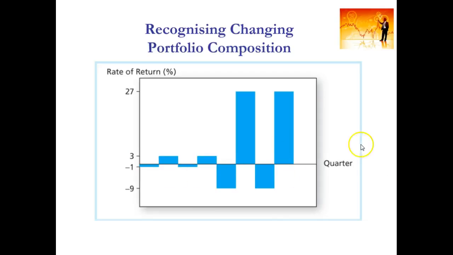Let's then imagine that in the second year, we maybe used leverage or invested in higher risk, higher return assets, such that the excess returns each quarter in the second year were -9%, +27%, -9%, and +27% respectively for each quarter. So how would we go if we wanted to evaluate the performance of this portfolio year on year?